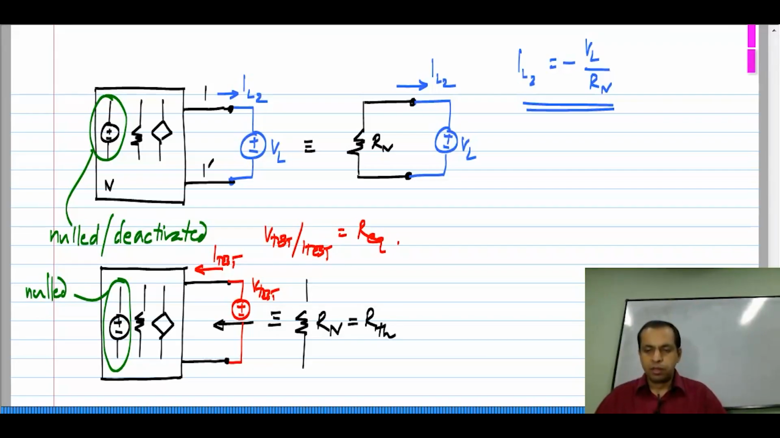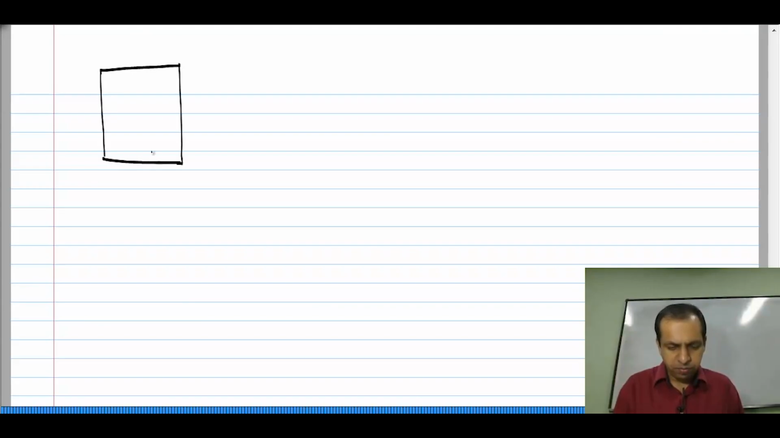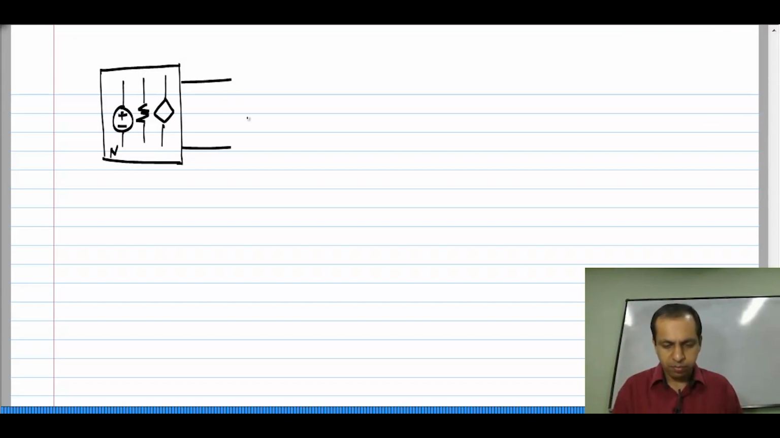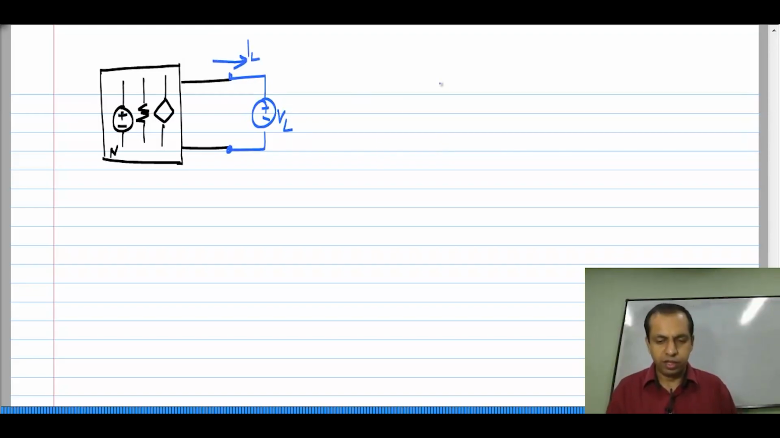Okay. So, now let us go about our superposition. With the full circuit, that is with the independent sources active and we have all the components in place, if we apply VL, we have a certain current IL, and from the two cases that we took for superposition, we know that this IL equals IN, the short circuit current or the Norton current, minus VL divided by RN.